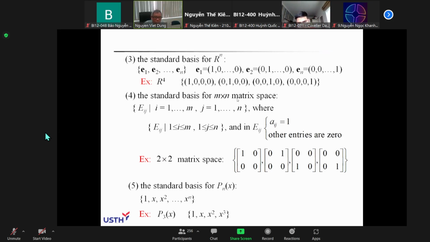A standard basis for the space of all m by n matrices consists of Eij, with i running from 1 to m and j from 1 to n. Because of that, the basis consists of m multiplied by n elements. Here is an example with m equals 2 and n equals 2. We get a basis consisting of that. And the last one is the standard basis for Pn(x). I will not go into detail here because that was explained already last week.